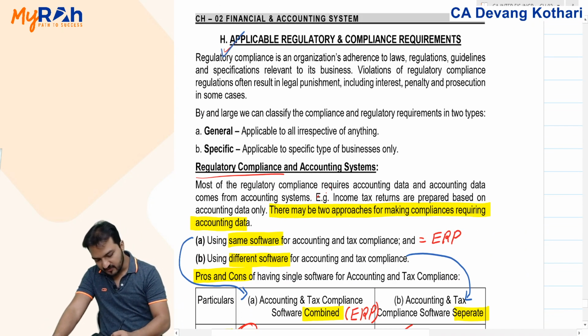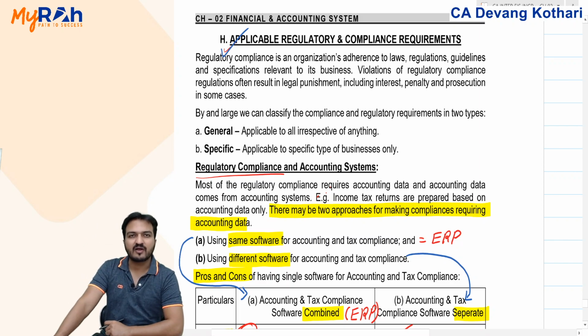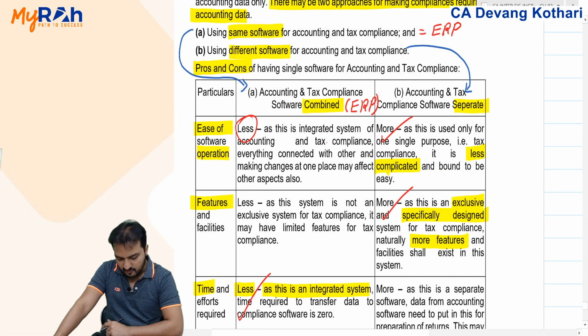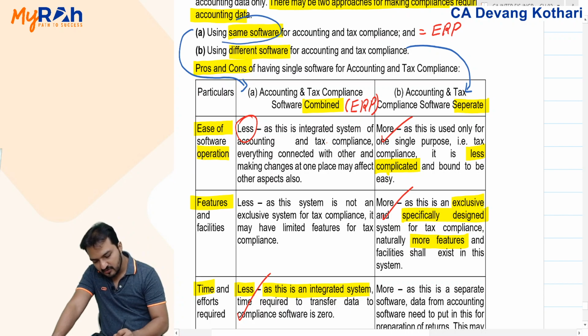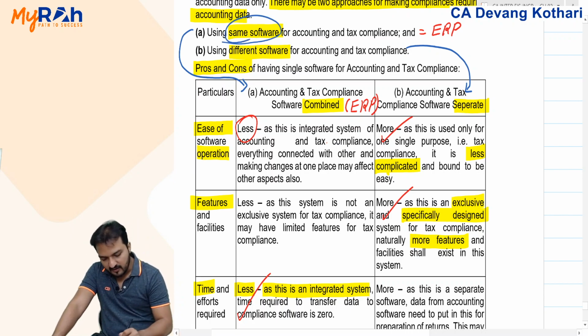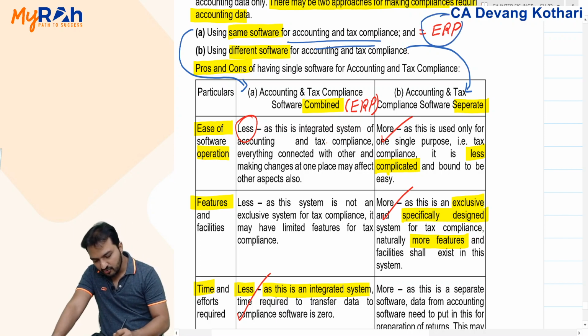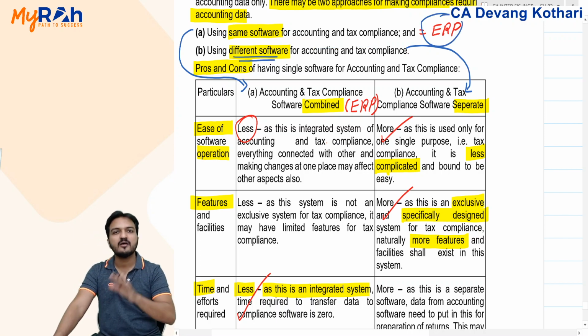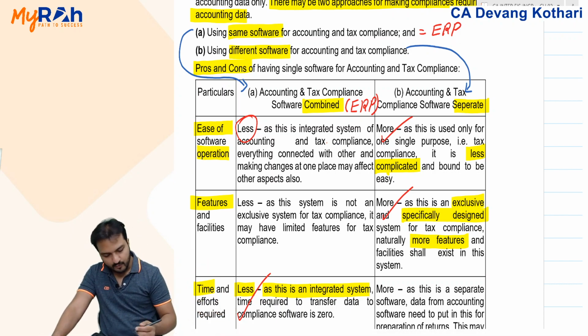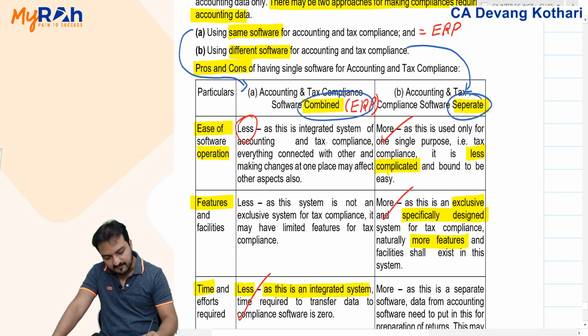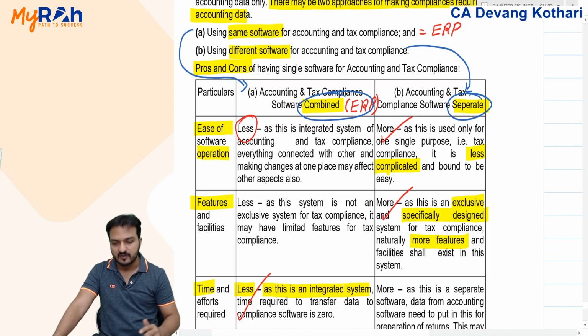Last topic of the chapter is something about applicable regulatory and compliance requirements. Under this topic we compared two things: is it better to use the same software for accounting and tax work, a common software like ERP, or is it better to use different software for accounting and different for taxation work? So there is a comparison of pros and cons of using combined software like ERP versus separate software for accounting and compliance work. We'll see that.